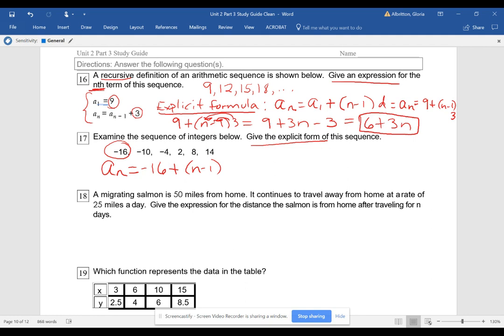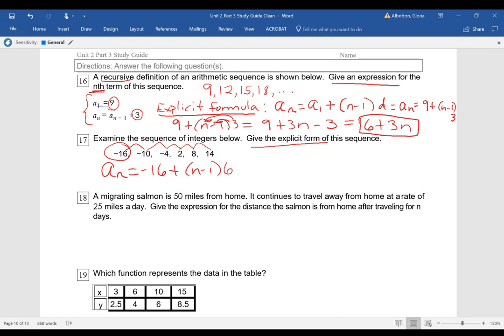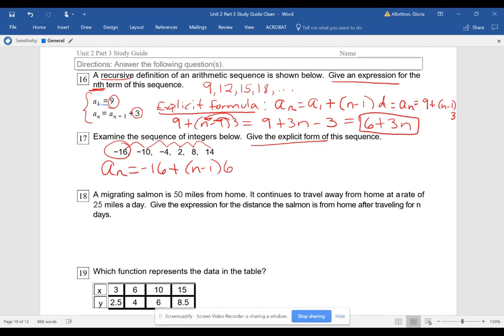So what is going on from here to here? It has to be the same thing from here to here. Same here, and here. And it looks like what they're doing is adding 6 each time. So the common difference is 6. And we have written the explicit form of that sequence.